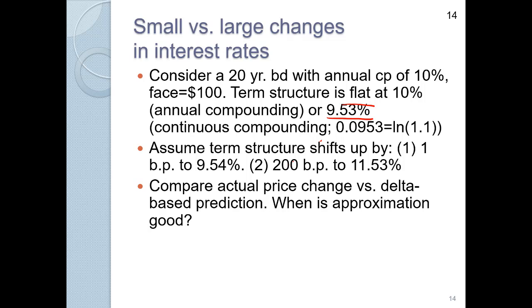Now it's important to know that the rates that are going to change, because we're going to use delta dollar, are going to be the continuously compounded interest rate. So it's going to change from 9.53 to 9.54. That's 1 basis point. And then the other change is going to be 200 basis points, so from 9.53 to 11.53. And then what we want to do is compare what the actual price change was versus the delta based approximation. And then this is going to allow us to conclude when the approximation is good.